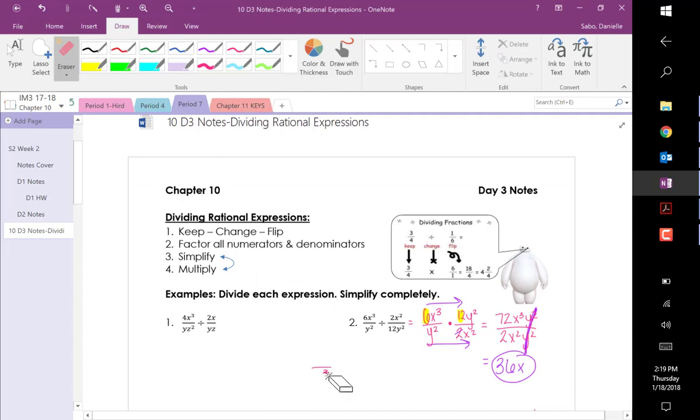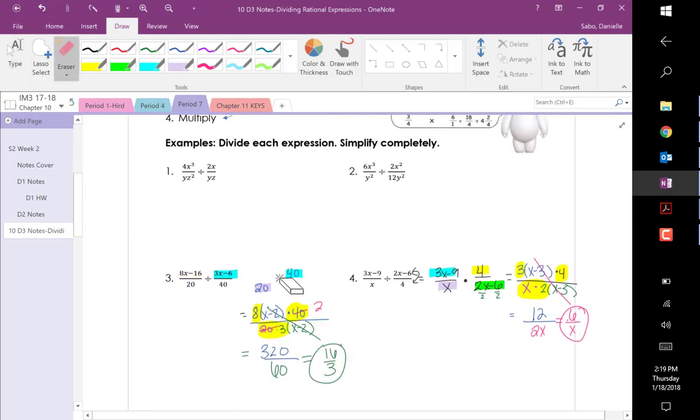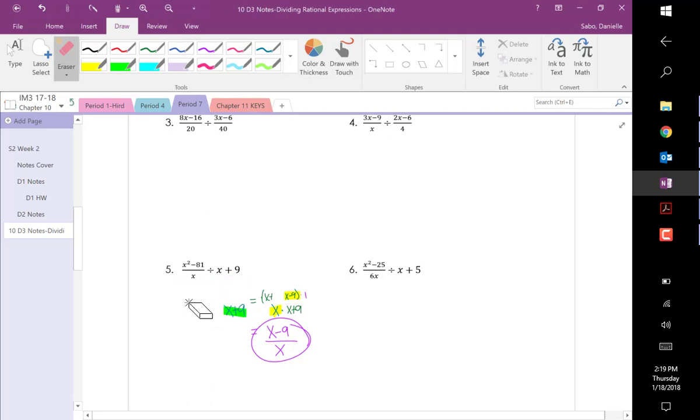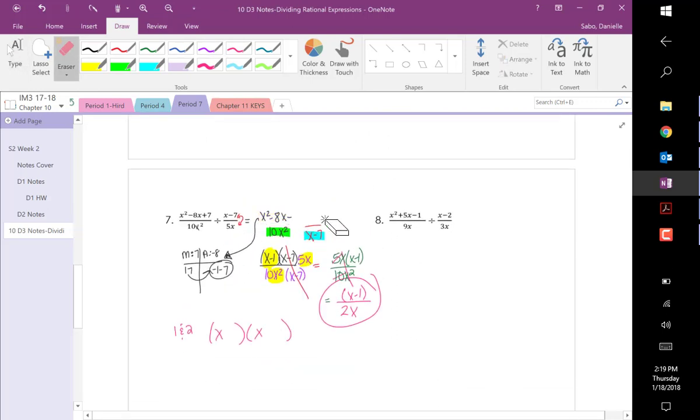Has anyone ever seen Big Hero 6? Yeah, I got Baymax up here. Did you cry? I cried a little bit too. Okay, Baymax over here is helping us out. He's going to tell us how to do some of these problems.